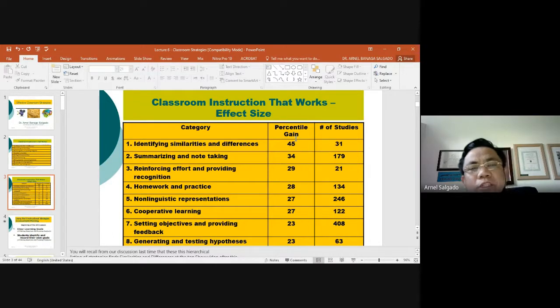So another one, of course, will be non-linguistic representation, 26, and there are so many studies here, 246. Cooperative learning also, 27 percentile gain, and then 122 studies. And this time, since in an educational setting, the most necessary thing that we have to do is setting objectives. So 408 studies have been there.